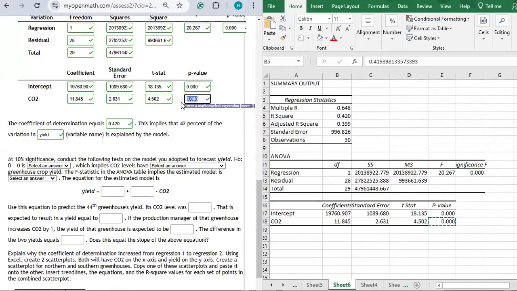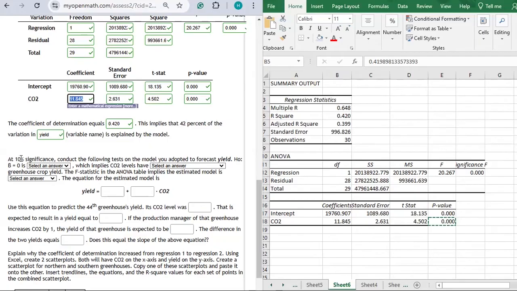So with the p-value really, really close to 0, that means this test statistic is really, really large, making the difference between this and 0 very significant. So we would conclude that the coefficient on CO2 is not equal to 0. We would reject that hypothesis.